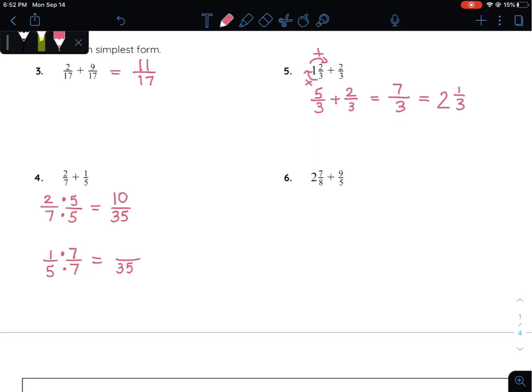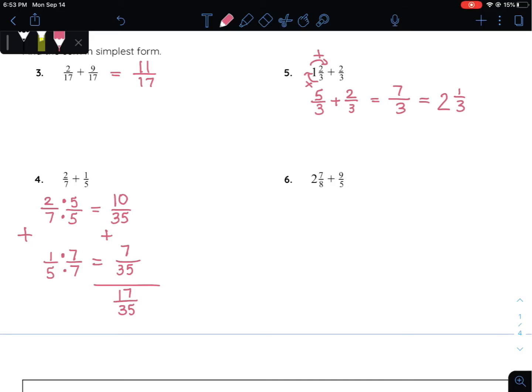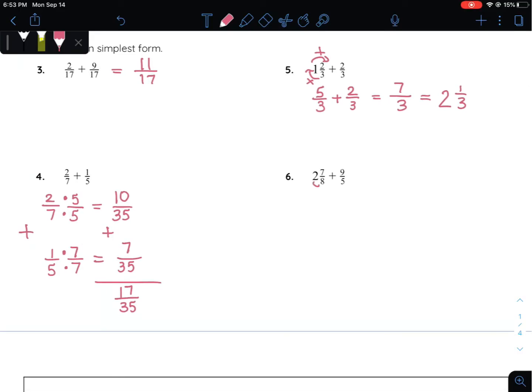So now they are the same things. 2 times 5 is 10. 1 times 7 is 7. And we're going to add these up. So we would get 17/35. So then for number 6, this one's a little harder because we've got the mixed numbers. So let's change it so that it's just a fraction. Okay? So remember, 8 times 2 is 16. Add the 7. So you're going to get 23/8 plus 9/5.